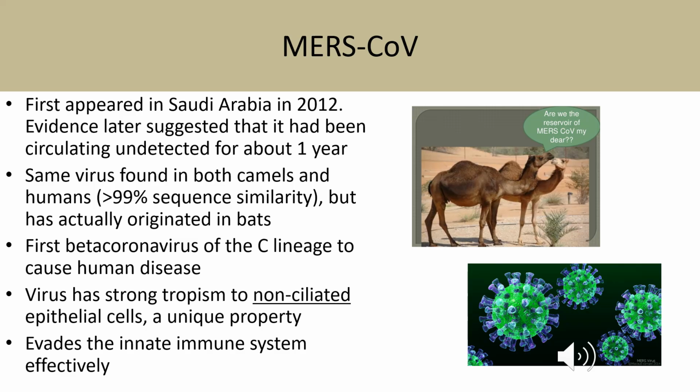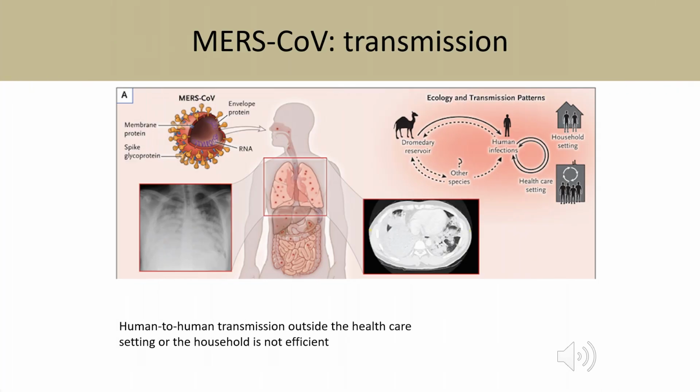As I mentioned, this is a member of the C lineage of the beta coronaviruses, and has a different receptor, the DPP4 receptor. This receptor is present on many cells, including the non-ciliated epithelial cells, which is quite unique for this virus, as it can infect those cells and cause quite severe disease in several organs of the body. In addition, it has several tricks to avoid the innate immune system.